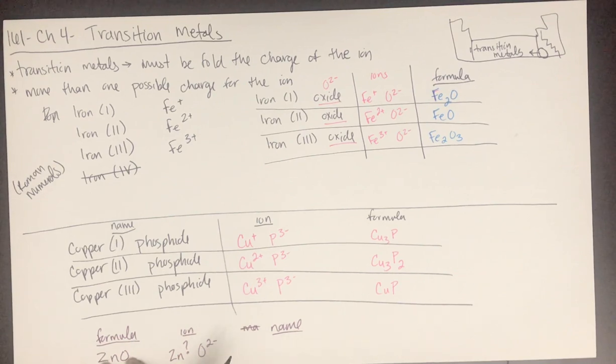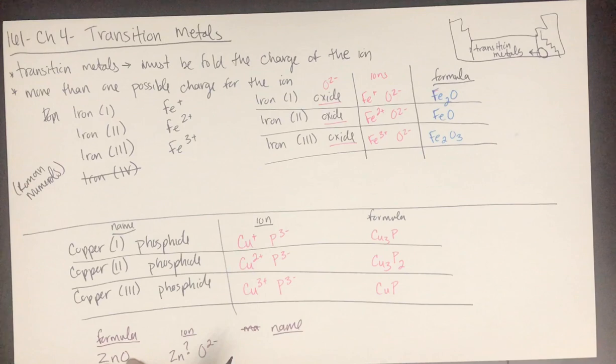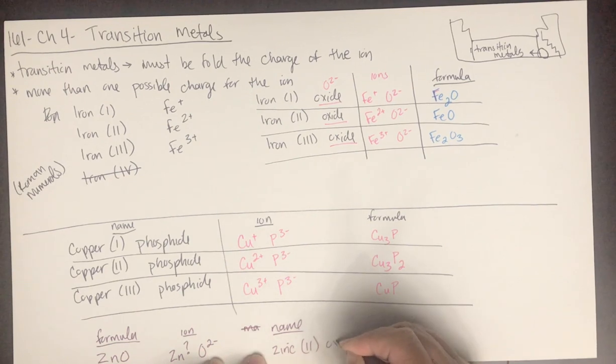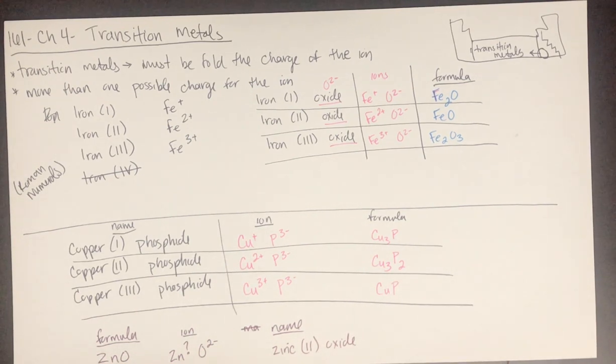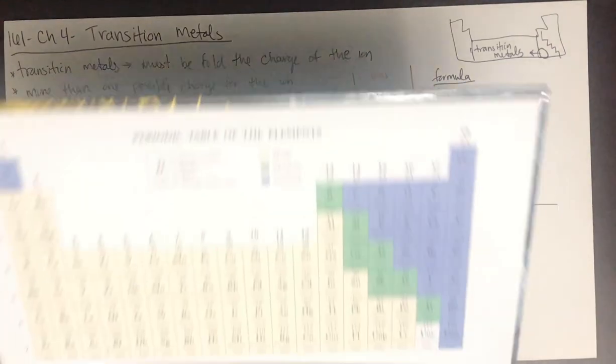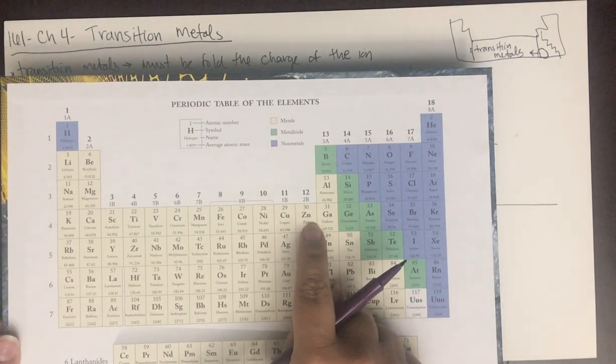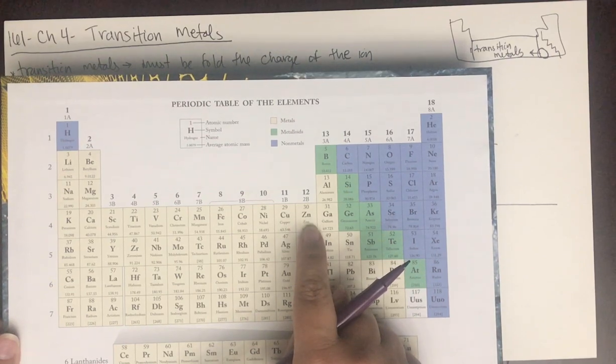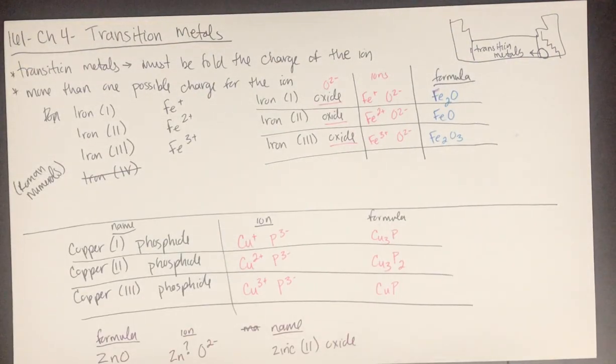So if I have oxygen with a charge of -2, and I only needed 1 zinc to balance that, then zinc must have been +2 because oxygen is -2, which means the name of this is zinc 2 oxide. If you just said zinc oxide, that is not correct because zinc is a transition metal. Whenever you are using transition metals in ionic compounds, you must tell the charge of the ion in the name with a Roman numeral. And we'll do some more practice with this later.